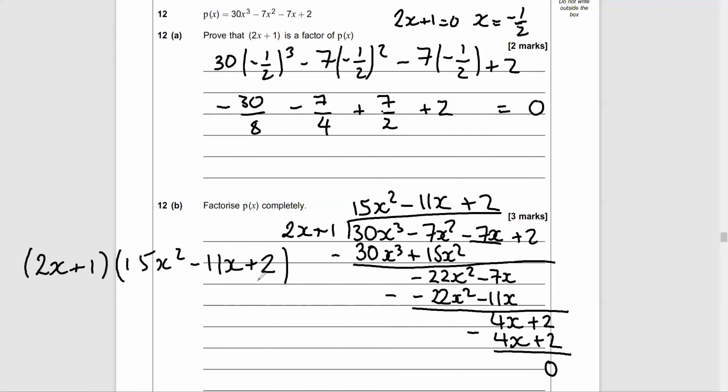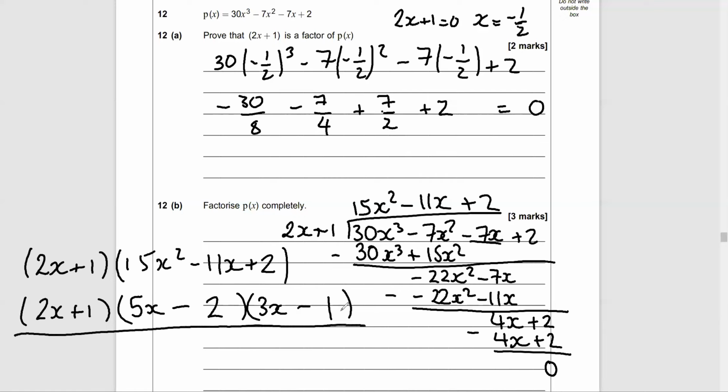Now, at the moment, this isn't factorised completely because we still have a quadratic term in there. So we can leave the 2x plus 1, but I want to factorise this quadratic further and hence factorising that polynomial completely. So here we would have 5x and 3x and a minus 2 and minus 1. Now, if we check that, we get 5x times 3x is 15x squared, minus 5x minus 6x is minus 11x, and minus 2 times minus 1 gives us positive 2. So this would be our answer for part B.